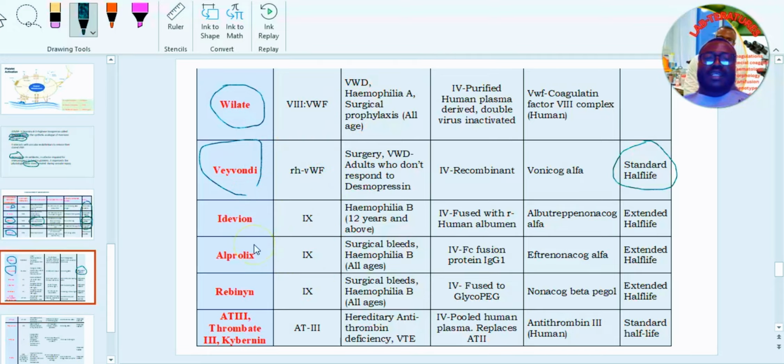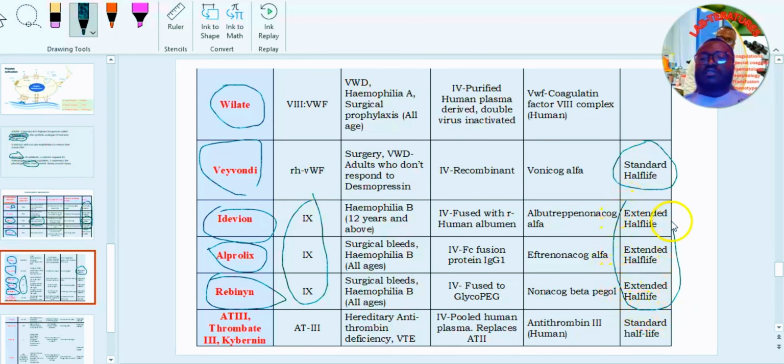Now we have the factor 9s. This is Alprolix, Idelvion, and Rixubis, recombinant. So all of them are for factor 9 replacement. And are they extended half-life? Yes. So once you see extended half-life, automatically you should know they are recombinant.